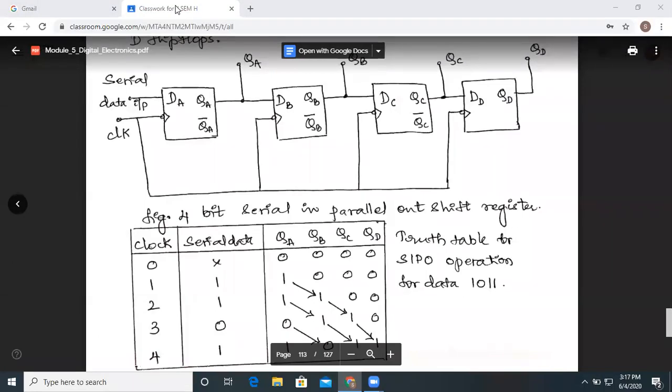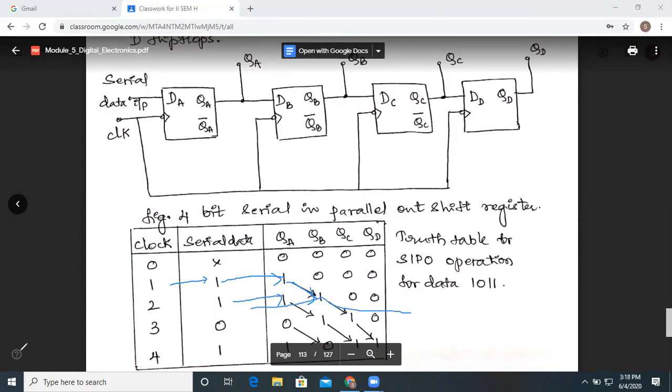So here 1 comes over here. This one comes over here. After that it is shifting in this direction. Then our second bit will occupy the first flip-flop. So after the application of 2 clock pulses, we will have the output QA as 1, QB as 1, and QC and QD as 0, 0. Till here you need to see.